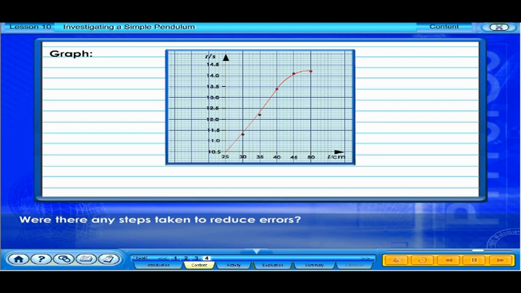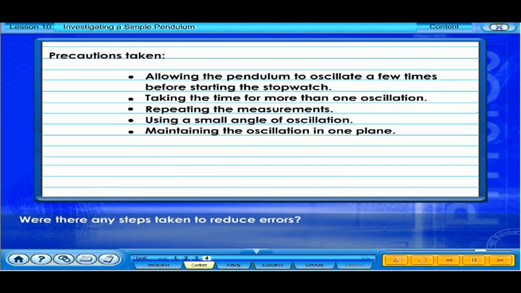Were there any steps taken to reduce errors? Allowing the pendulum to oscillate a few times before starting the stopwatch. Taking the time for more than one oscillation. Repeating the measurements. Using a small angle of oscillation. Maintaining the oscillation in one plane.